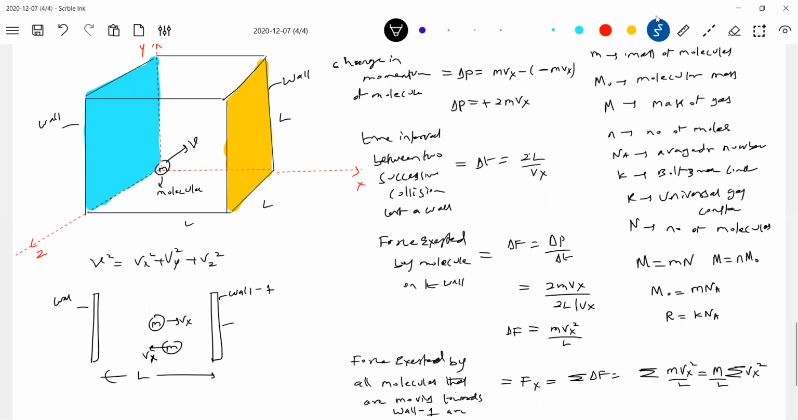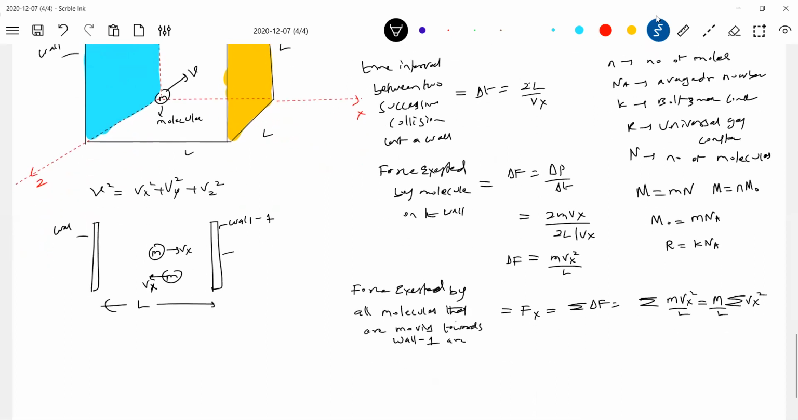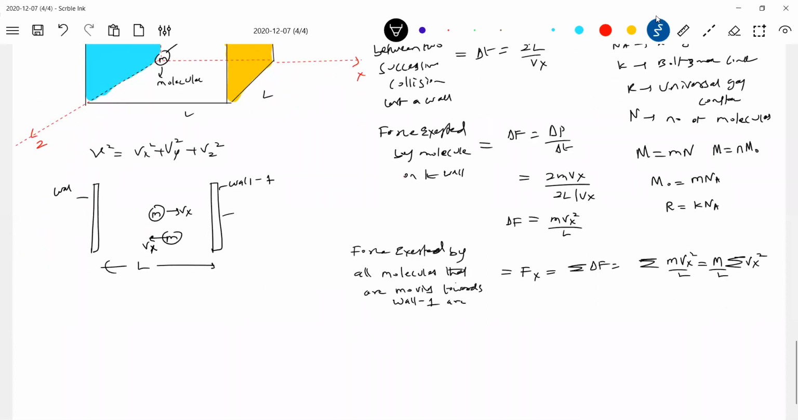Okay, there's a force here. So let's calculate the pressure. So we know the force. So how can you calculate it? Pressure equals force by area of wall. So force is Fx. What is the area of the wall? L squared. So this should become M.